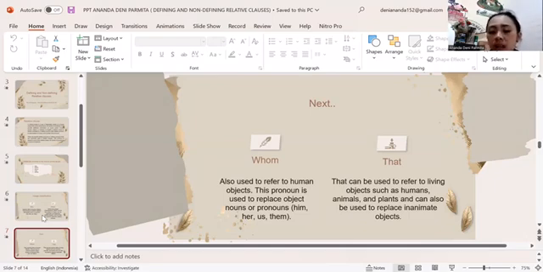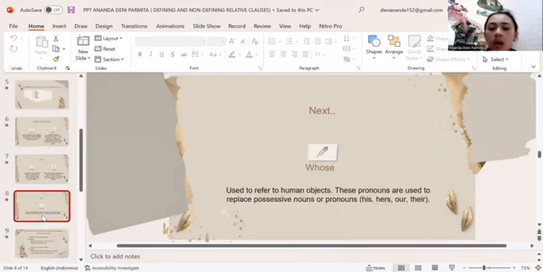And then that can be used to refer to living things such as humans, animals, and plants, and can also be used to refer to inanimate objects. And the last, whose, is used to refer to a human. This pronoun is used to reflect a possessive noun or pronoun, like his, hers, our, and their.